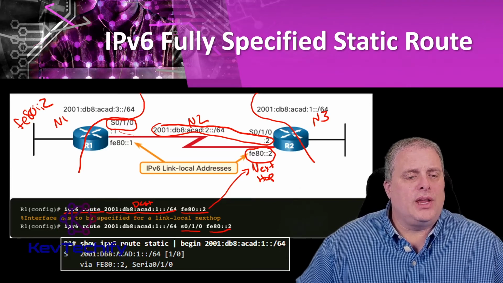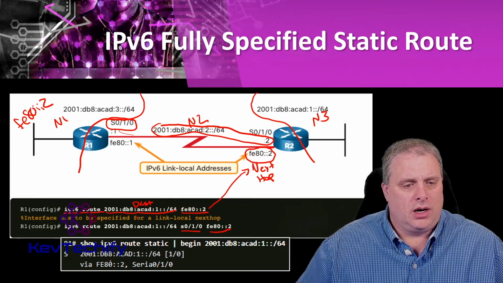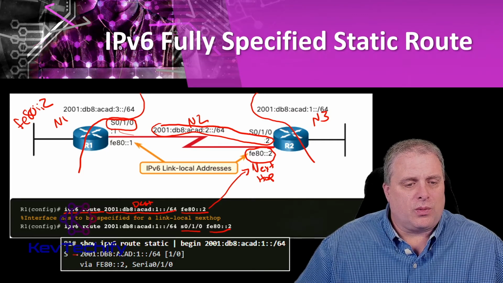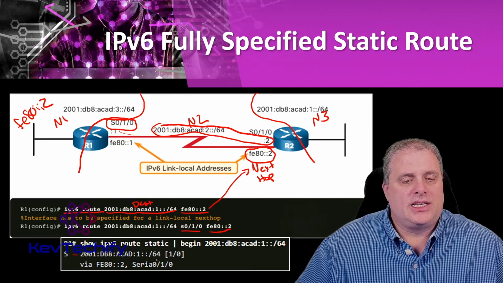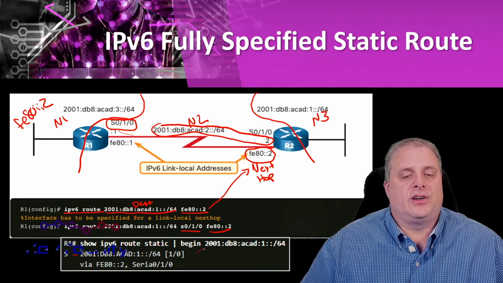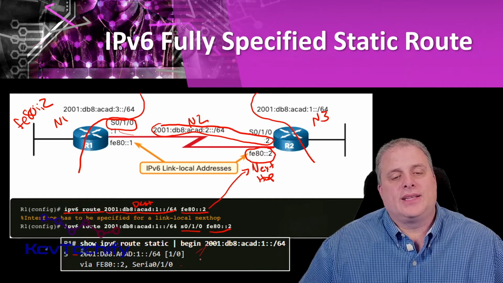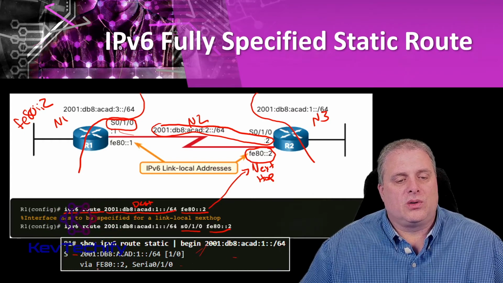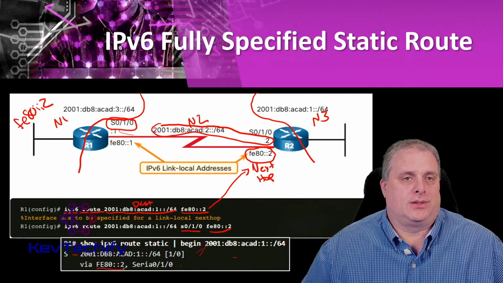If we show the IP version 6 route here, notice we have a static route, but it does not use the global address because that's how we've entered it in there. It doesn't know that's how we get there. It only lists out the link local address.